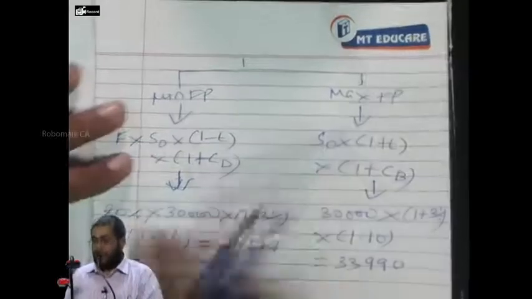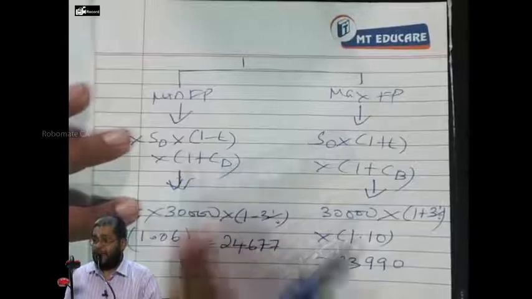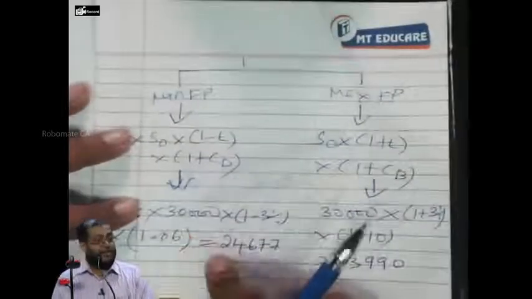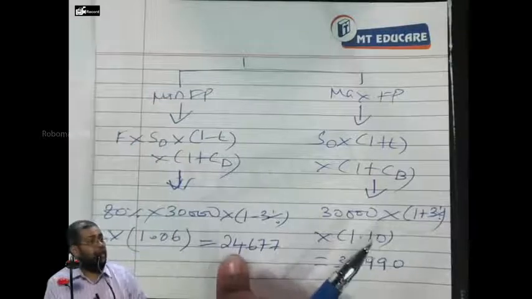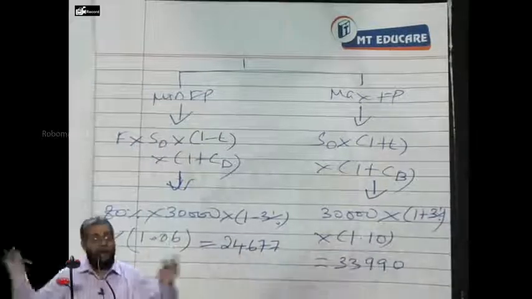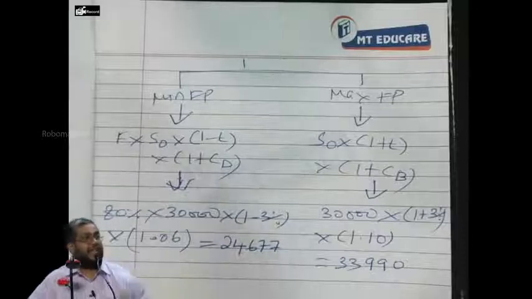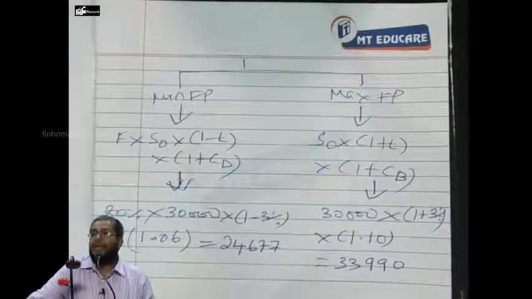Now, this money only I can deposit, and how much percentage? 6%. This will be maturing to the future value, and I cannot buy more than this in the futures market. Yes or no? That means the future price should not be more than 24,667 rupees. Are you following what I am saying?